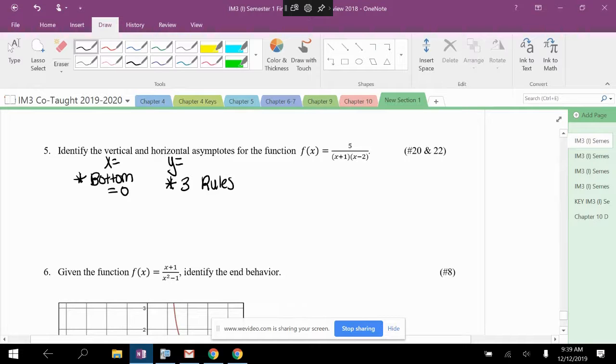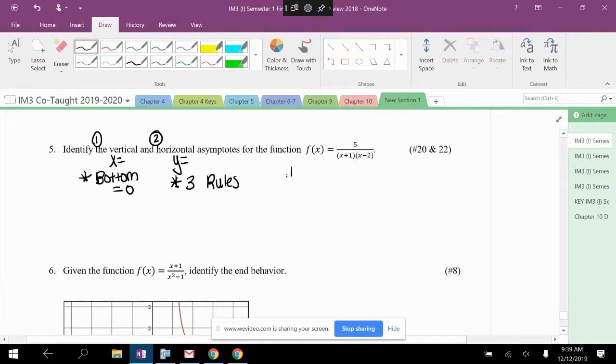Okay? So again, those are your 3 rules. If the degree is higher on the top, there is no horizontal asymptote. If the degree is higher on the bottom, y equals 0 is the horizontal asymptote. If they're the same, you have to do the ratio. Okay, so let's talk about this. I'm going to put 1 and 2. That way you know which one I'm talking about when you look back at your notes.